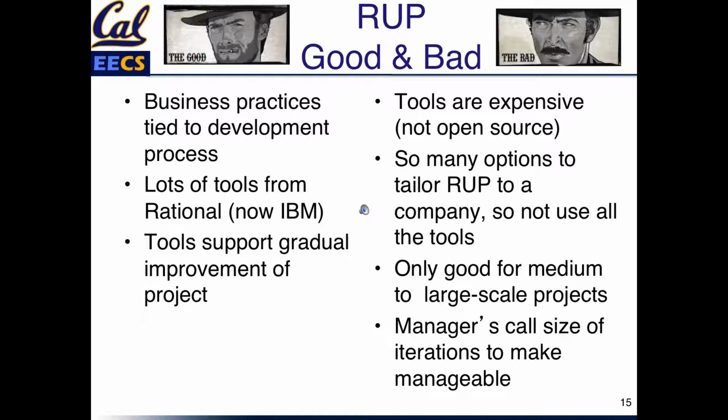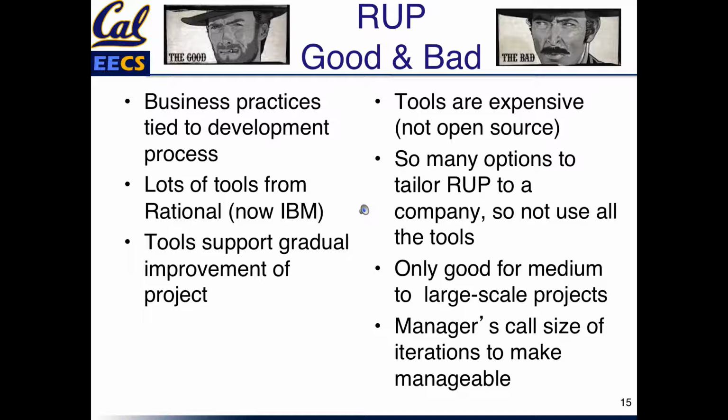There's lots of tools. Rational was a company that was making tools for sale. It's called computer-aided software engineering, CASE tools. These are very expensive, tens of thousands of dollars. And IBM bought Rational, so you get it from IBM now. The tools support gradual improvement of the project over time.